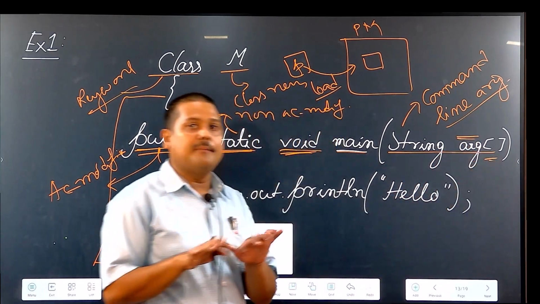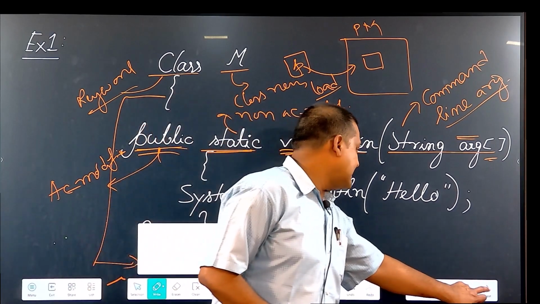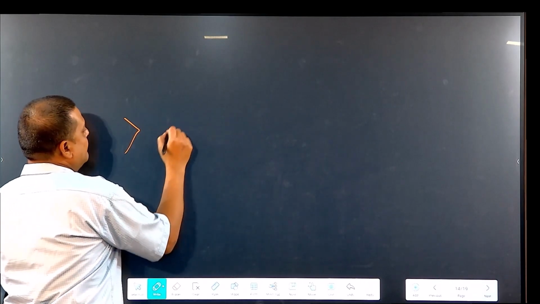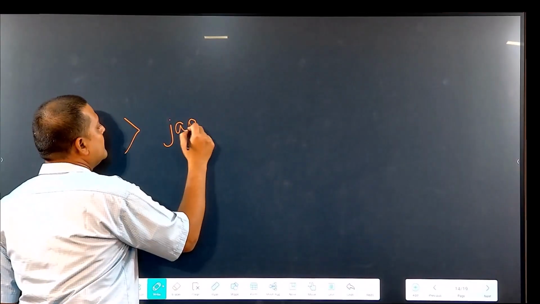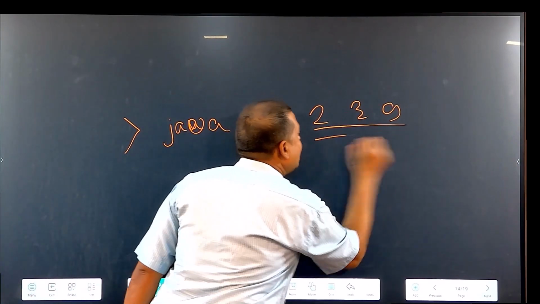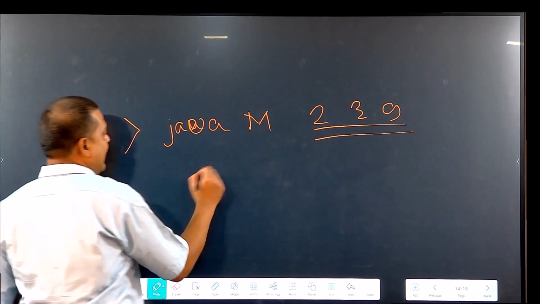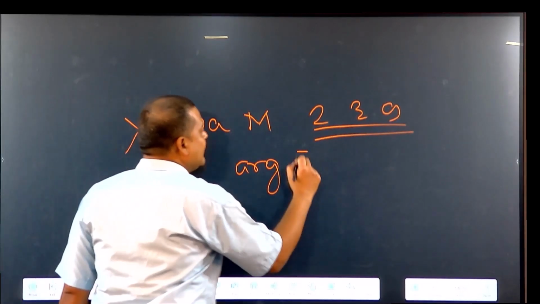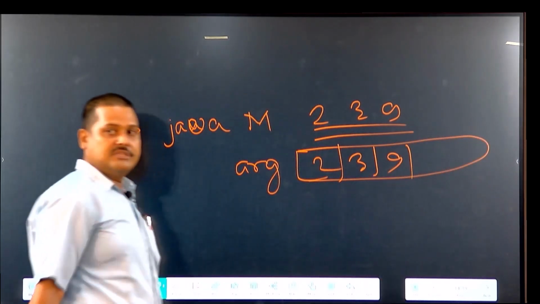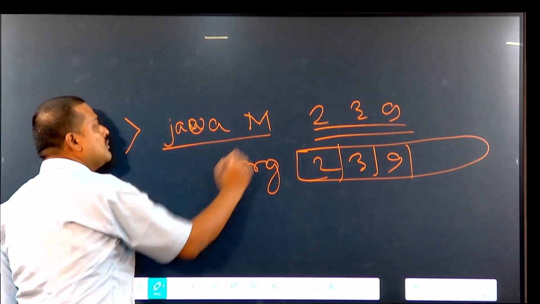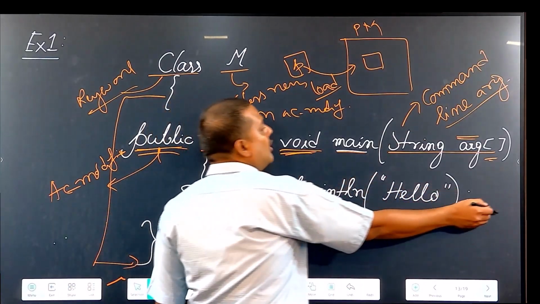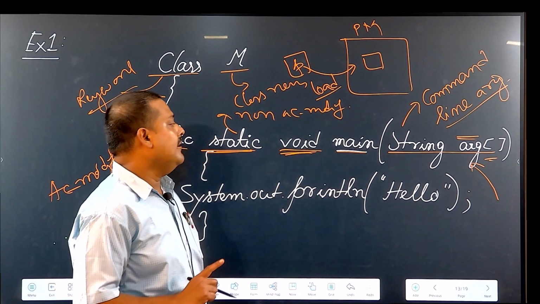That means, if through the command line, through the command prompt, I want to send some value, during execution I write java, and I want to send some value, 239. So, this value will pass through this particular variable ARG that we have declared, in this array: there will be 2, there will be 3, there will be 9. This is the meaning of that. Through the command prompt, whatever value we pass will be taken through this. I will show you a different program on how we can implement this.